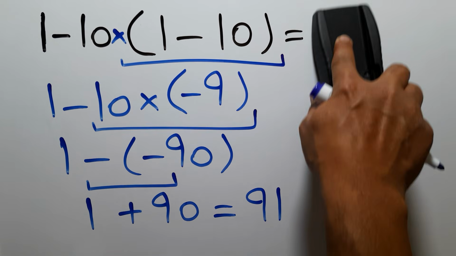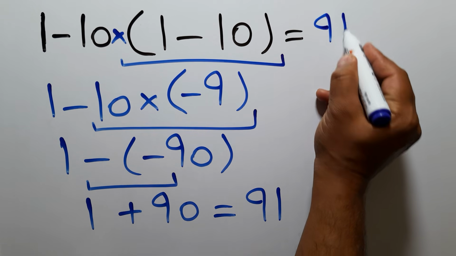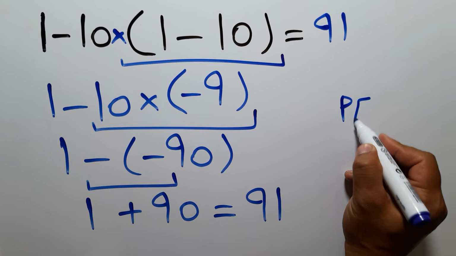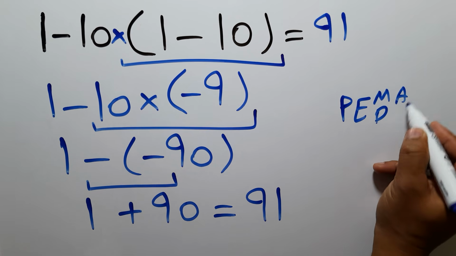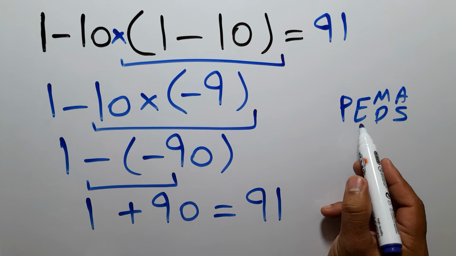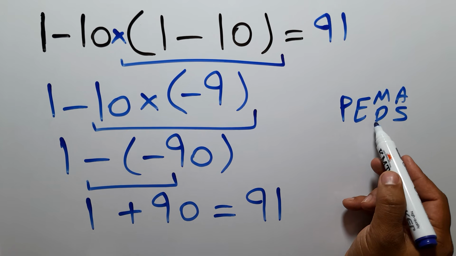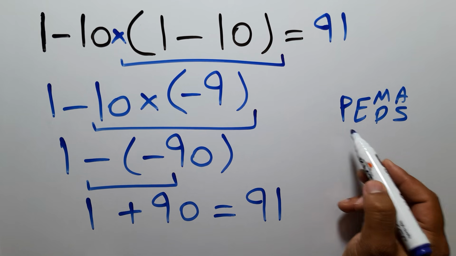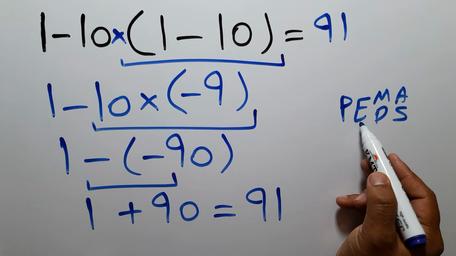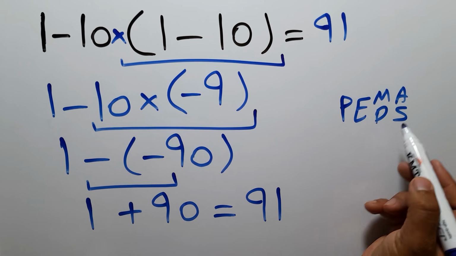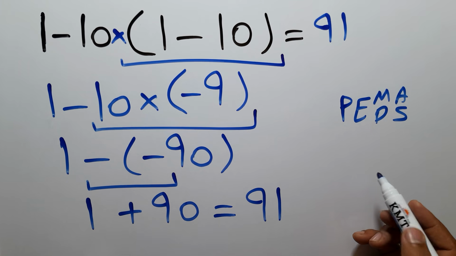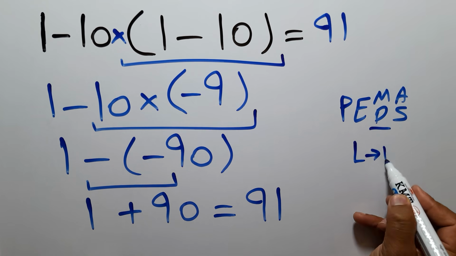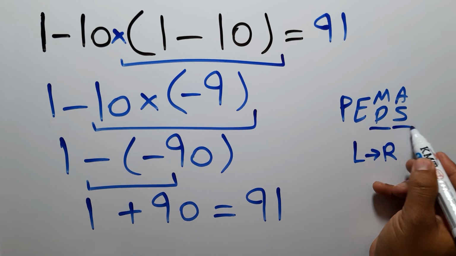And this answer is correct, because according to the order of operations, which is PEMDAS, P stands for parentheses, E stands for exponent, M and D stand for multiplication and division, and A and S stand for addition and subtraction. First, we have to do parentheses, then exponent, then multiplication or division, and finally addition or subtraction. Remember that multiplication and division have equal priority, and we have to work from left to right. And the same applies to addition and subtraction.